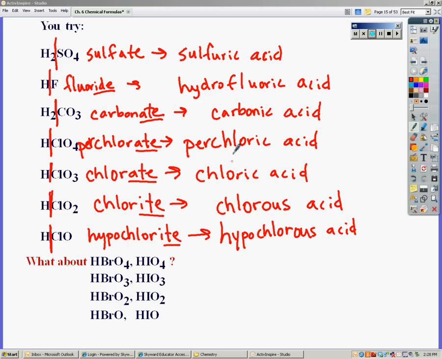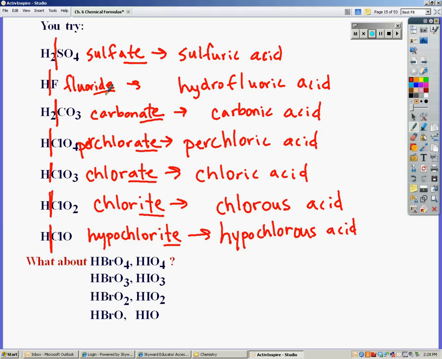Okay, so here they are. Check your answers. First, I wrote down the name of the anion, the negative part, which is everything that comes after the hydrogen. That's what you would look up on the back of your periodic table. So sulfate ends in ate. You use the ate rule. It becomes ic. But for phosphorus and for sulfur, you do put back in that middle syllable. So not sulfic, but sulfuric acid.